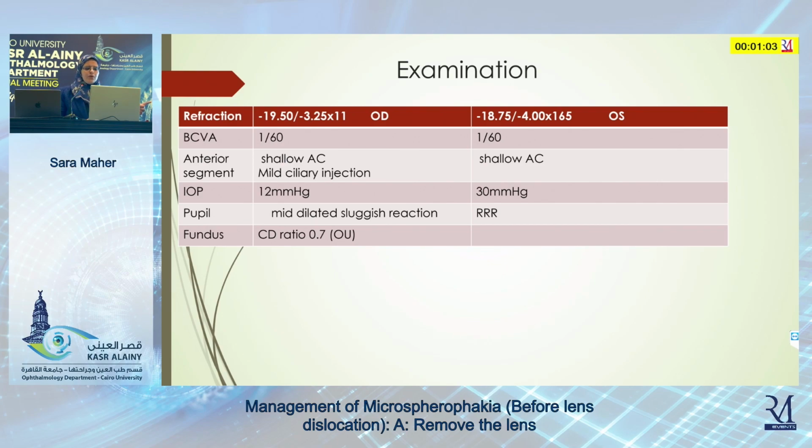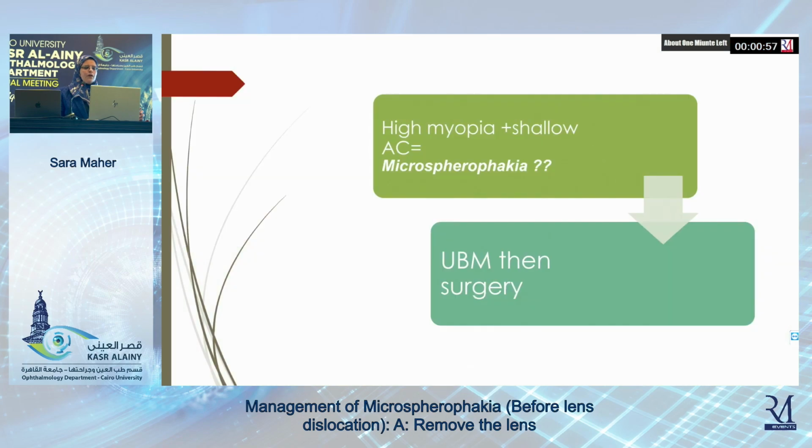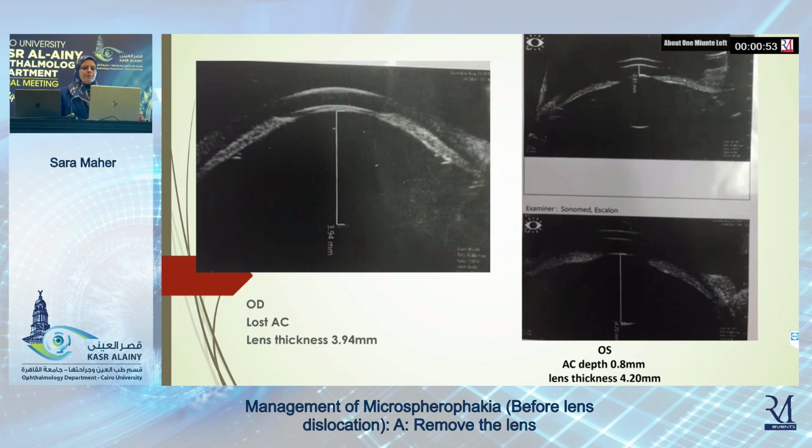Intraocular pressure was 12 in the right eye, partly due to ciliary shutdown, and 30 in the left eye. She has cupping of 0.7. High myopia, shallow AC, it's a microspherophakia. We ordered UBM and then planned for surgery. The UBM shows how thick the lens is. The anterior chamber is almost lost in the right eye, and it's very shallow in the left eye.